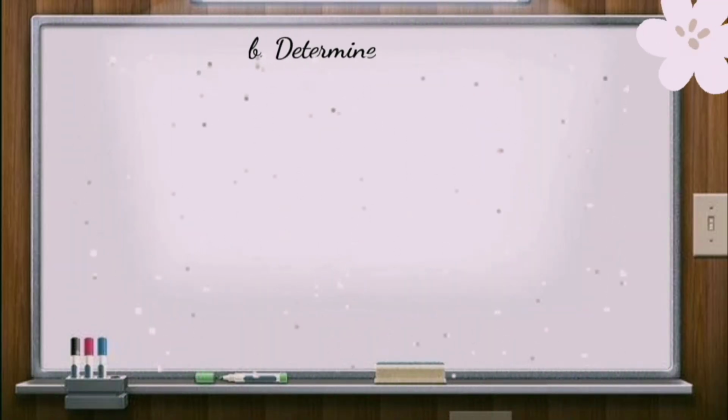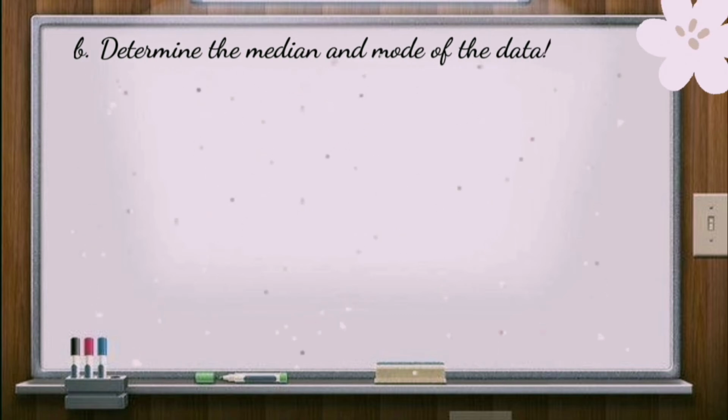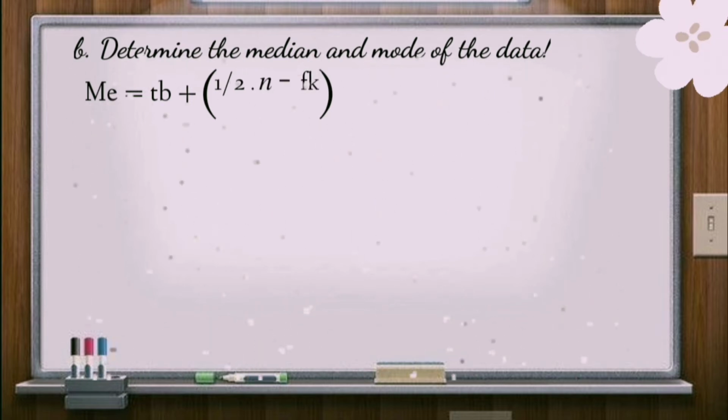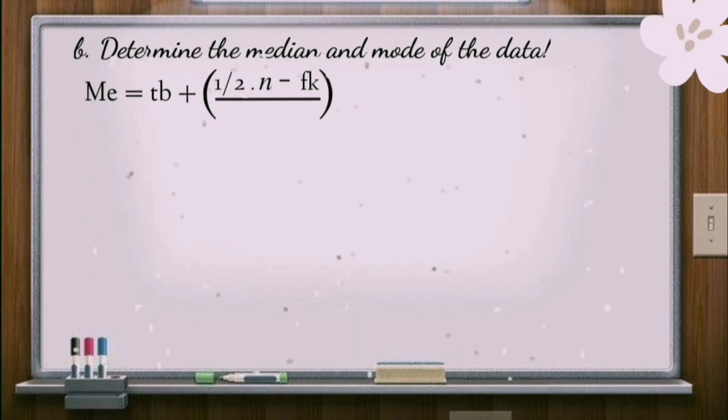For the question of B, which is to determine the median and mode. The median of group data can be determined by median equals TB plus 1 over 2 times n minus fk divided by FME, times P. TB here is the lower edge, fk is the sum of the frequencies before the median class, FME is the frequency of the median class, and P is the class length.